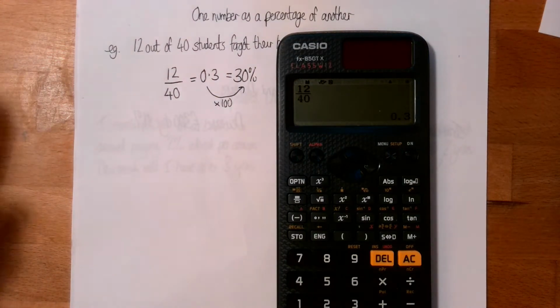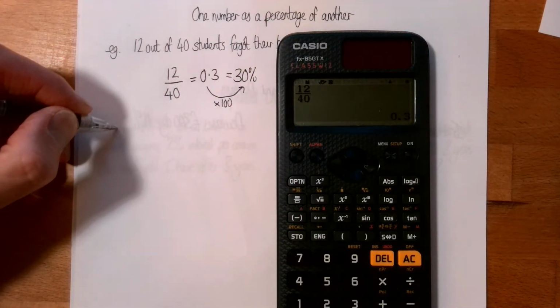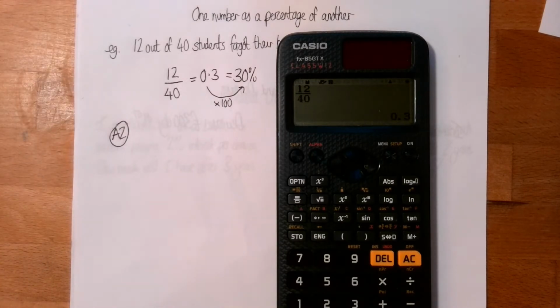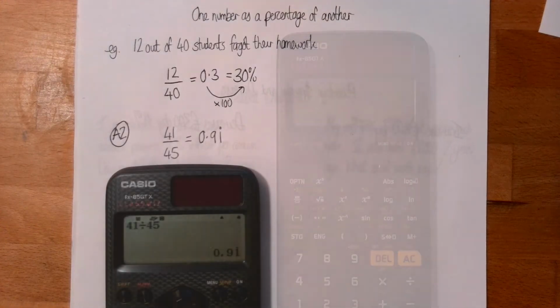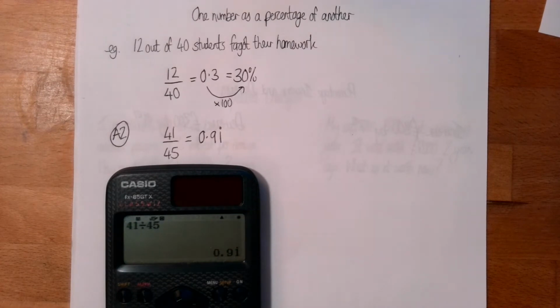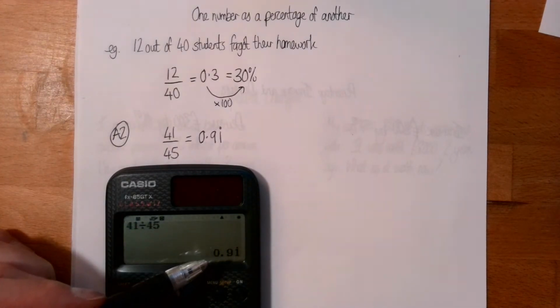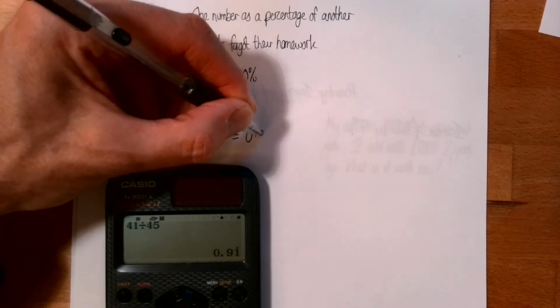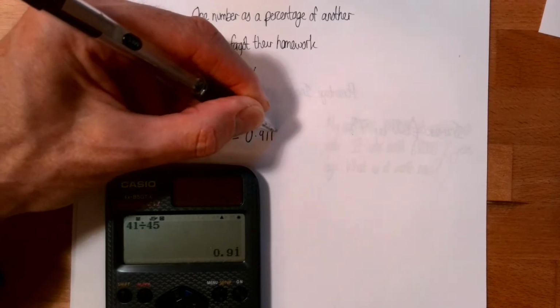So on the sheet, see if you can have a go at question A2. Press pause and have a go. So in question A2, Rosie got 41 out of 45. Now when I do that on my calculator and press S to D, I get 0.91 with a dot over it. So it's important to remember that that actually means 0.91 recurring.